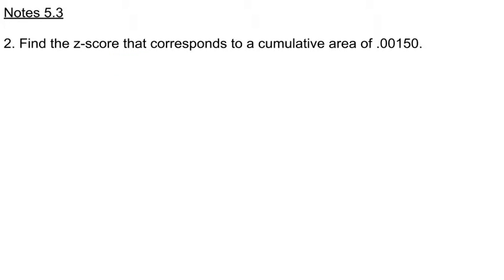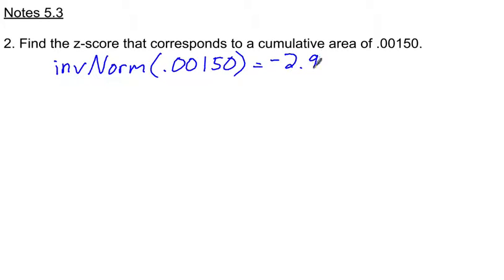In example 2, find the z-score that corresponds to a cumulative area of 0.00150. So if we go right to the calculator, we want the inverse normal function, 0.00150. And this gives us a z-score of negative 2.97. So our z-score is negative 2.97.